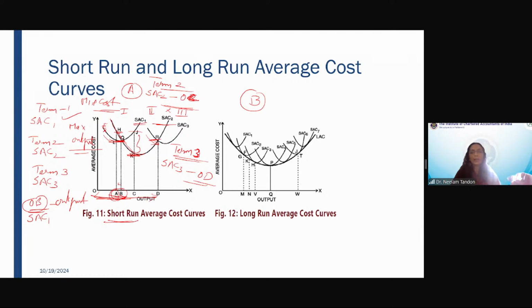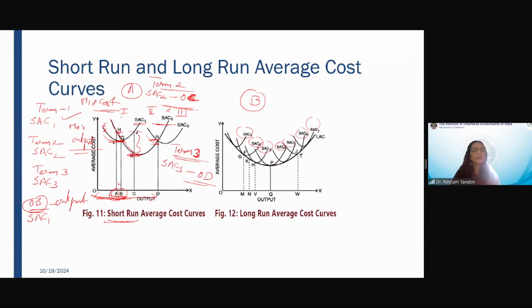Now look at B panel. B panel is the long-term average cost curve. Now what will happen in the long term? आप देख रहे हैं यहाँ पे? You have so many SACs. यहाँ पे we have only spoken about 3 terms, but here you can see SAC1, SAC2, SAC3, SAC4, 5, 6, 7. Okay, so the firm is expanding. It's not confined only to 3 terms, but has gone on expanding to the 4th term, 5th term, 6th term, and 7th term.